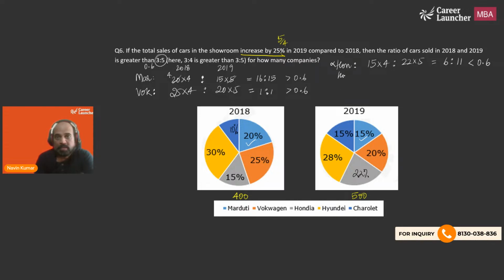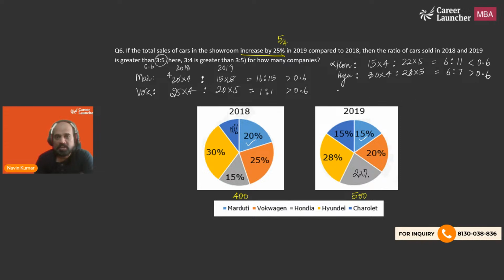If we look at Hyundai, it was 30 into 4, and now it's 28 into 5. So this is 120, and the next one is 140. 120 and 140 is 12 is to 14, which is 6 and 7, which is very, very close to 1. Not very close as in 0.9 types, but definitely more than 0.6.